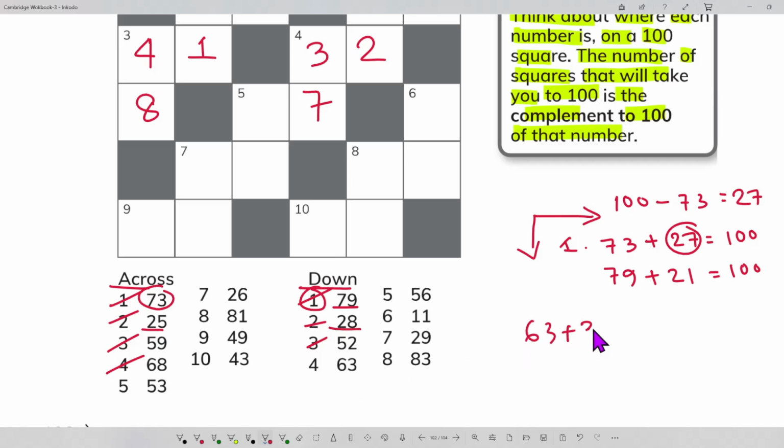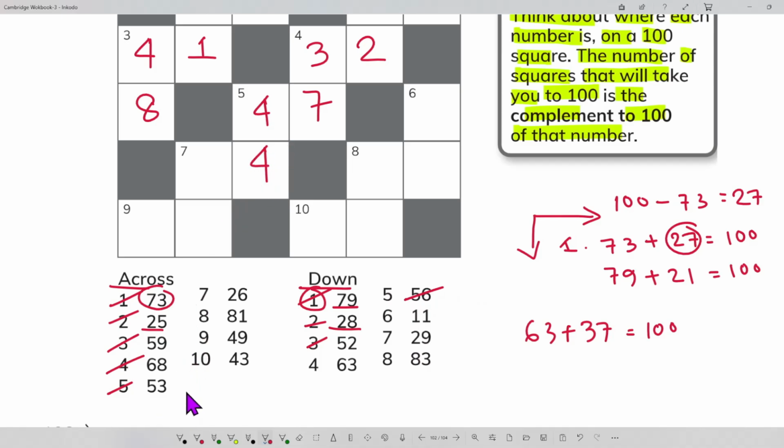63 plus 37, it will be 100. Now number 5, 53. So 53, we need 47. So here is 4 and 7, 47. And 5, here is 56. So 56, we need 44. So up down 44, here is 4.